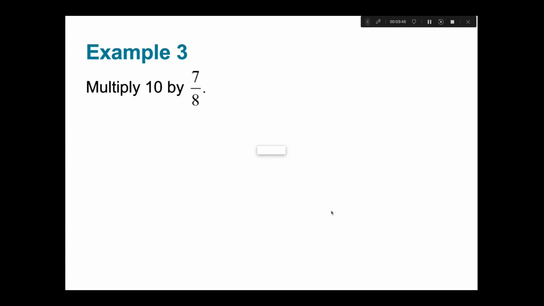Example 2 says we're going to multiply 10 by 7/8. What is underneath that 10? A 1. We have a 10 over 1, and we're multiplying that by 7/8.